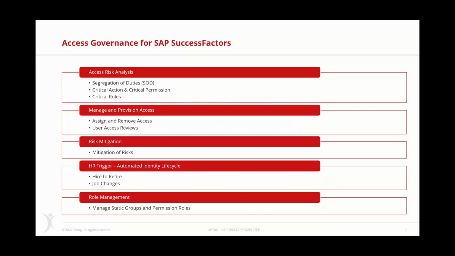So what is available from Access Control, or what access governance features does Access Control cover for SAP SuccessFactors? First and foremost, as I said, it's for SAP SuccessFactors Employee Central, and what it basically provides is the features as shown here. We can do access risk analysis. So if you want to define your SOD conflicts, critical actions, critical permissions, or even critical roles, that's all possible to define in Access Control, and then run a risk analysis against a user or even against roles in SuccessFactors.